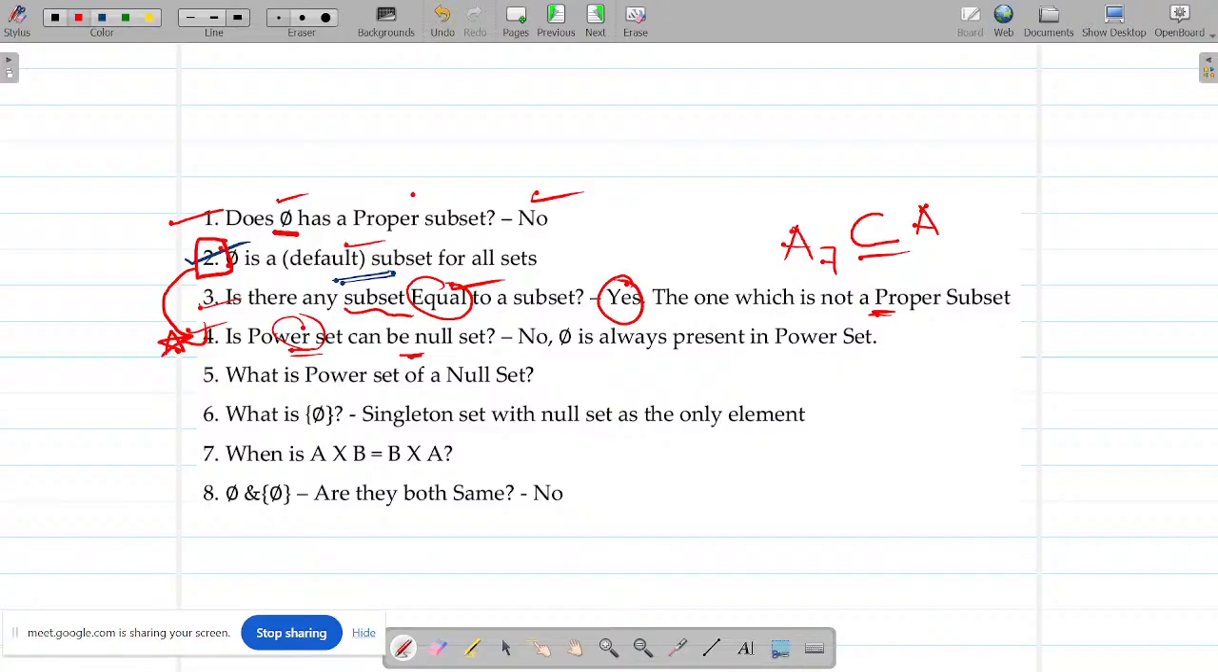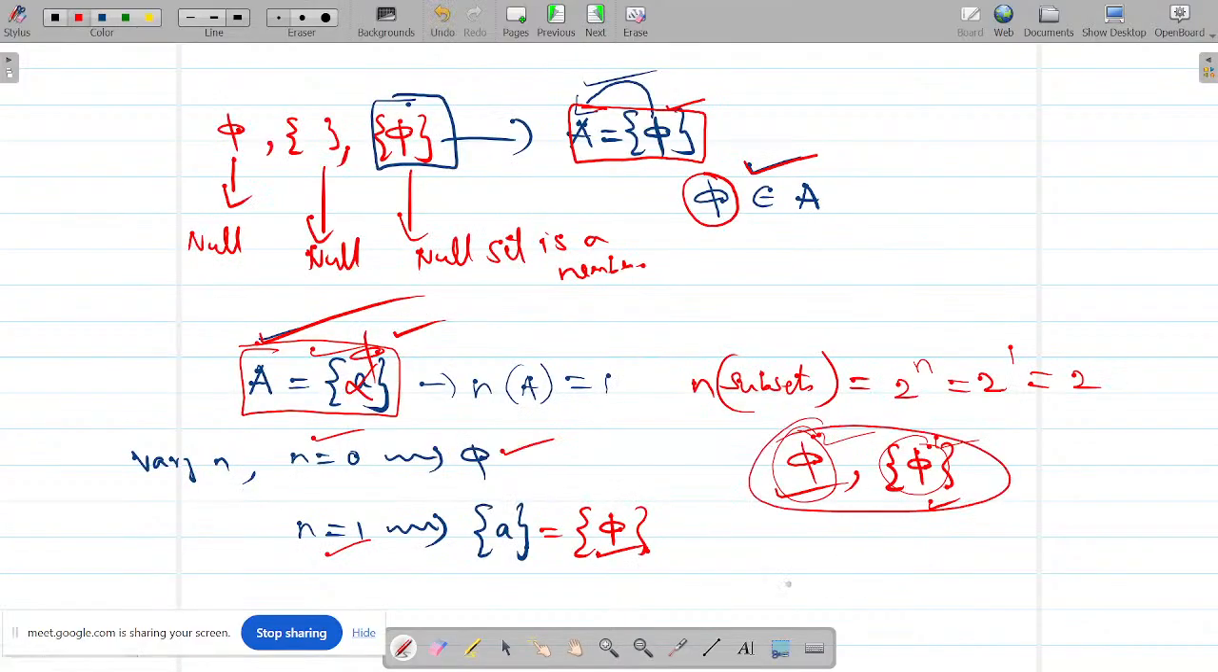Can a power set be a null set? No, because whenever I talk about subsets, there is always a subset. Okay. What is the power set of a null set? Just now we were discussing this. This is a subset, right? So what is the power set of the null set?